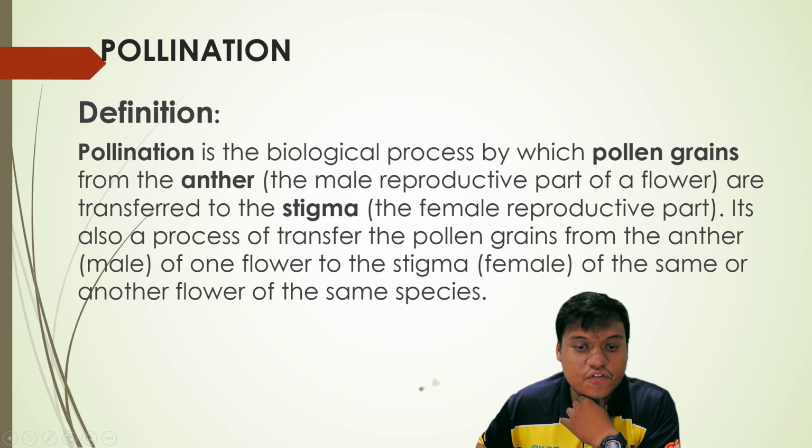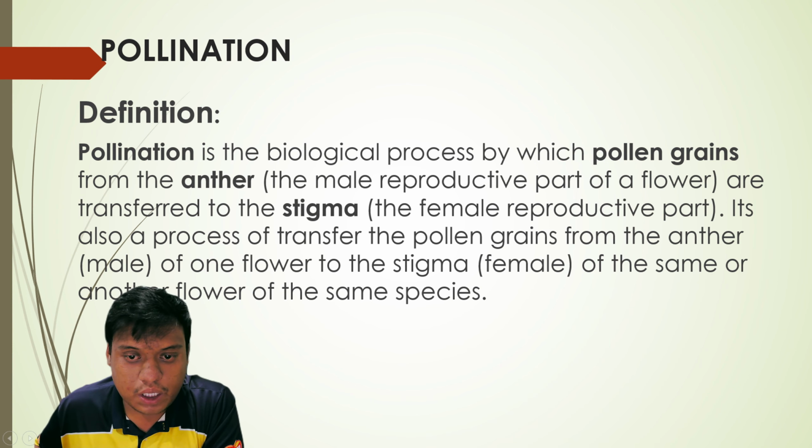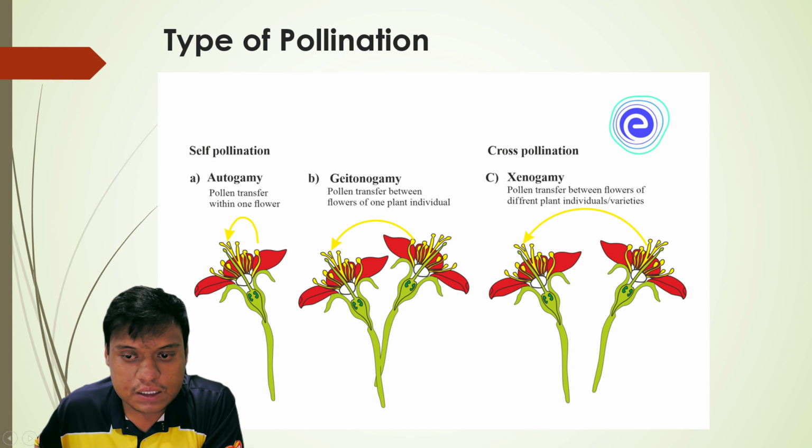Okay, as we know, the function of a flower is pollination. So the definition of pollination is the biological process by which pollen grains from the anther are transferred to the stigma. It's also the process of transferring pollen grains from the anther of one flower to the stigma of the same plant or another flower of the same species. Okay, there are two types of pollination: self-pollination and cross-pollination.